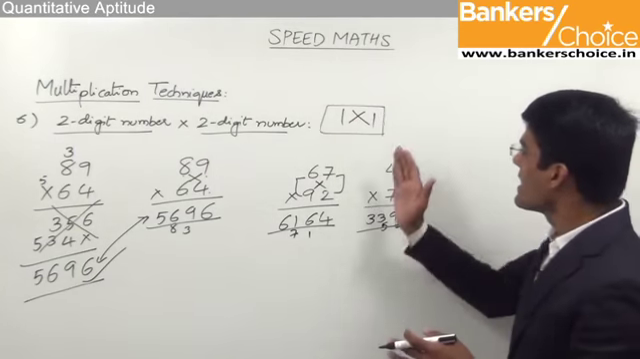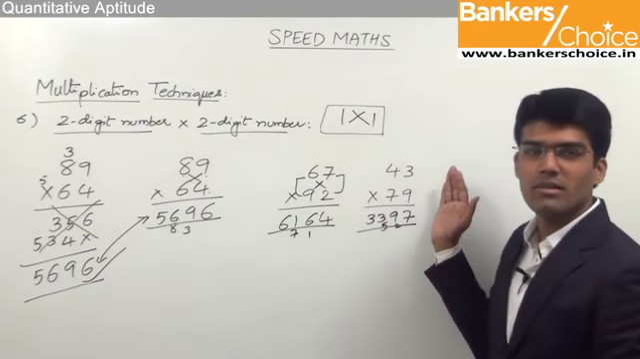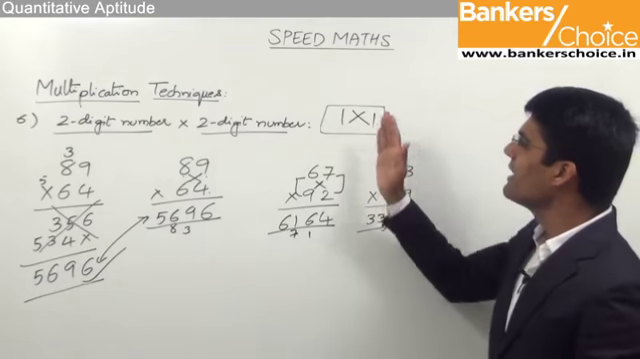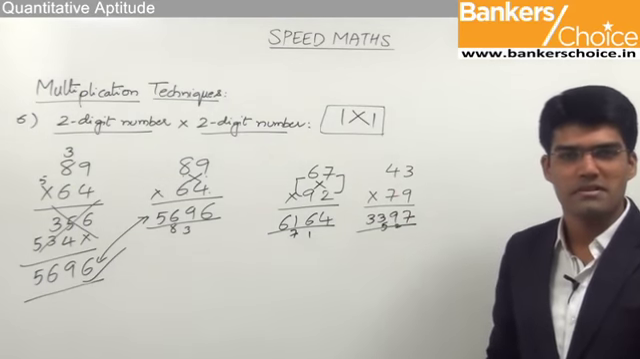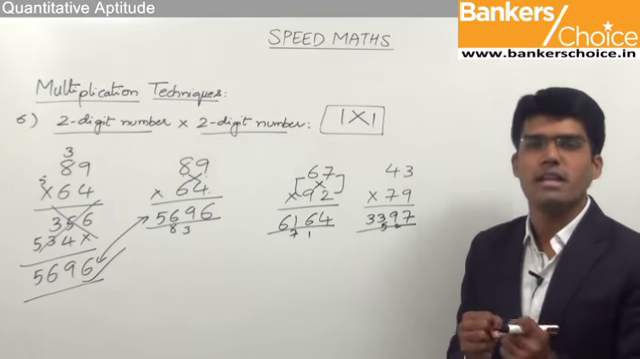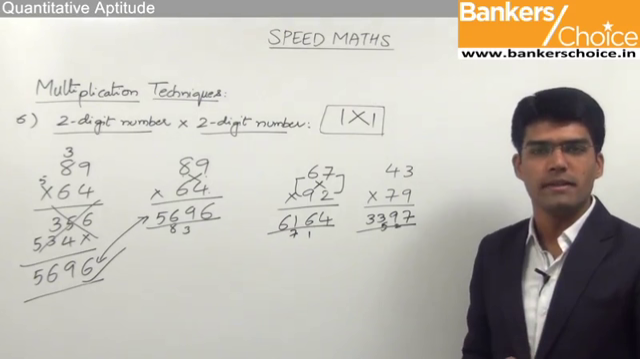You can remember it as IXI from right to left. So first multiply units places, then cross multiply, and then go for tens place multiplication. So this is one method which is applicable for all types of two-digit numbers. So whenever you have no idea of how to go ahead with the multiplication, simply apply this IXI technique and get the answer.